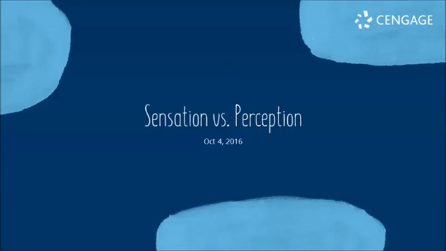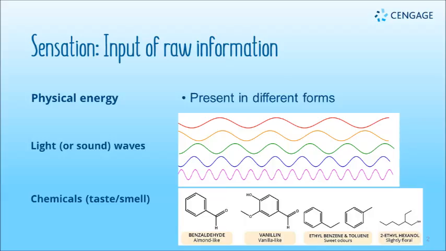We're going to start off with sensation. So you can think about sensation as the input of raw information. Basically, it's your ability to detect physical energy that's within your environment. This can come in several different forms. You have light waves or sound waves that are detected by specialized receptors in your eye or your ear.